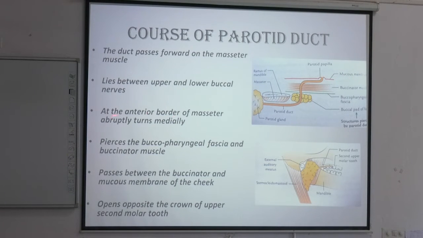At the anterior border of the muscle, it abruptly turns medially. It pierces the buccopharyngeal fascia and buccinator muscle. This is the buccinator muscle and the buccopharyngeal fascia. It passes between the buccinator and the mucous membrane of the cheek, and opens opposite the crown of the upper second molar tooth.